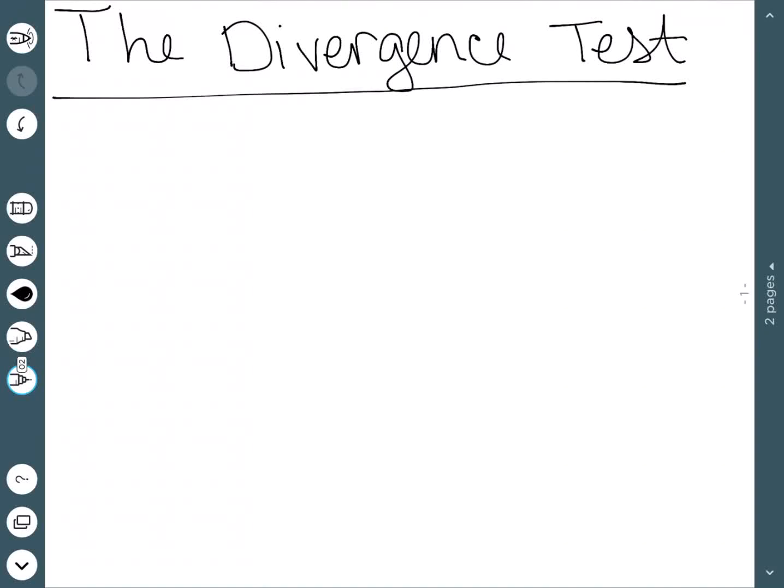We'll now start looking at different ways to determine whether a series converges or diverges. And we start with something known as the divergence test. The divergence test is one of the easiest ones to check, and it should always be your first stop.